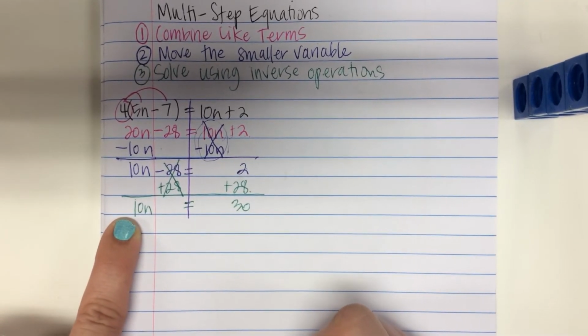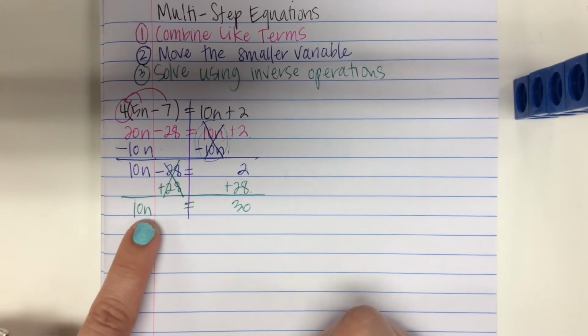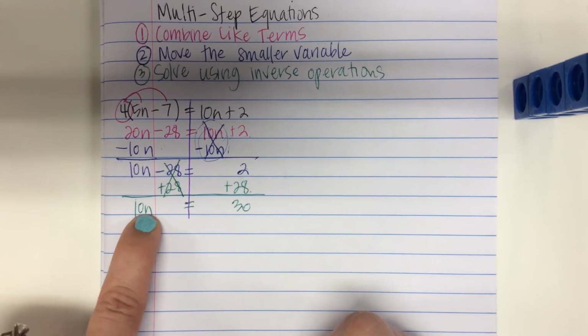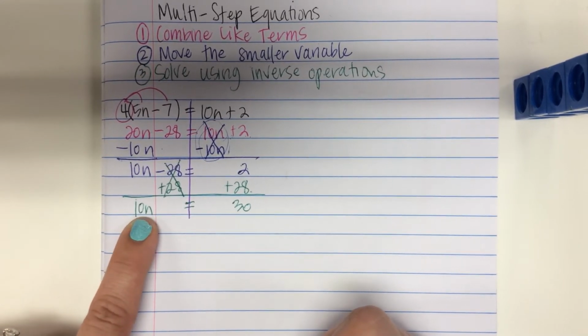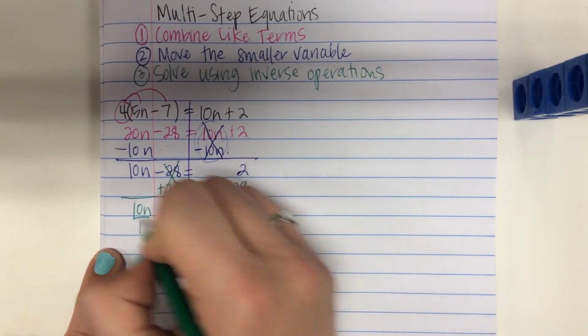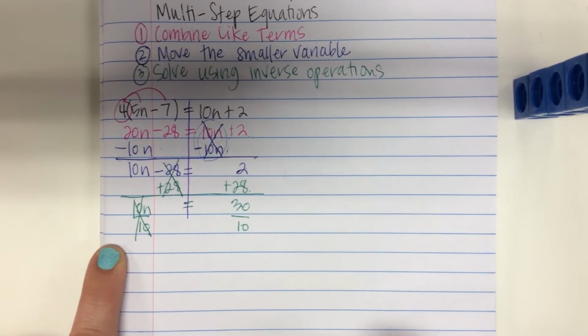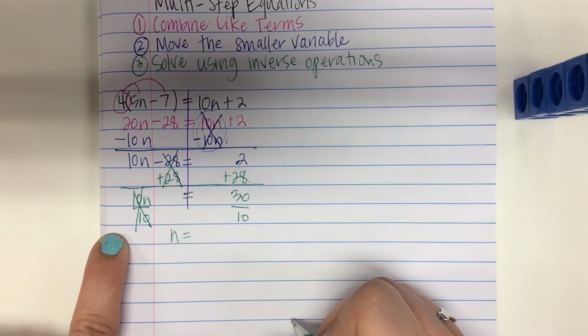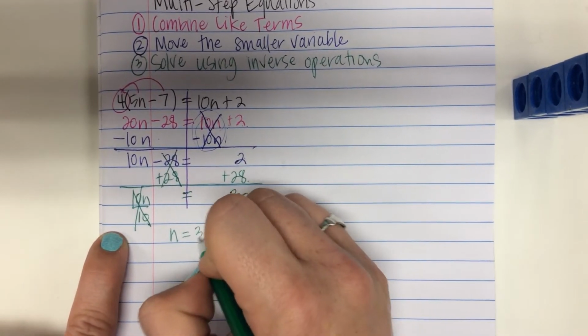One more thing. What operation is shown right here? Multiply 10 times n. What's the inverse? Division, divide by 10. My 10s cancel out. They're inverses. n equals 3.